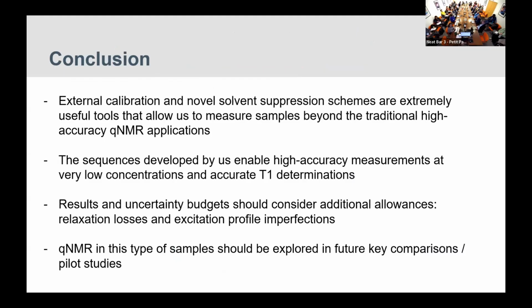So just to wrap up, external calibration and novel solvent suppression schemes are extremely useful tools that allow us to measure samples beyond the traditional high accuracy qNMR applications. Of course, we have to consider what is fit for purpose here. We are not looking to do this with a 0.1% uncertainty, but we can get pretty nice fit for purpose uncertainties with this.